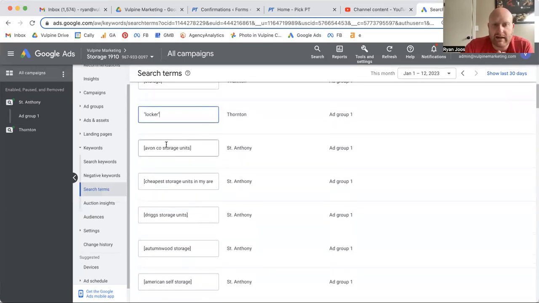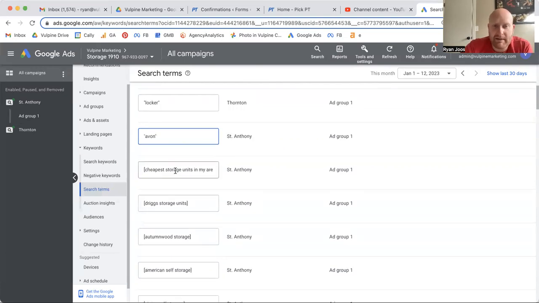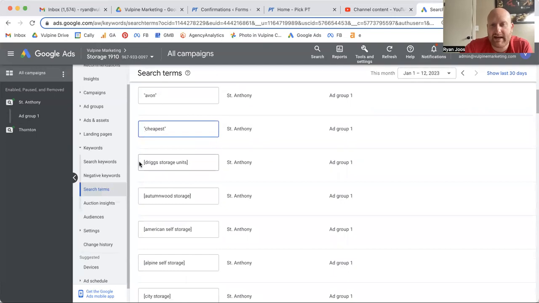Avon Co. So yeah, obviously we could try to pull out this in here, right? We want to do that. And we don't want that phrase, but really most importantly is the word Avon. If people are looking for Avon, that doesn't make sense. That's not us. Let's get that out of there. Cheapest storage units in my area. Don't love that. These are often not great consumers. They are looking for just cheap stuff, and oftentimes you just don't really want those consumers. In this case, that's absolutely the case.